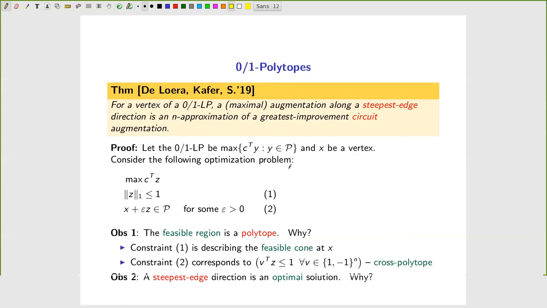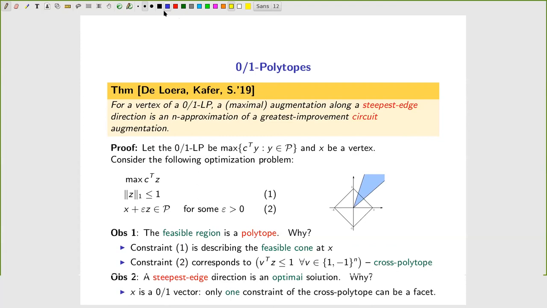Why is this true? Because this follows from x being a 0-1 vector. Since x is a 0-1 vector, only one constraint of the cross polytope can be a facet. And once again, let's give an intuition of what's happening here. We have this type of constraints, and this is actually a cone. And then we have this type of constraints, and this is the cross polytope. The cross polytope is depicted here in this way.